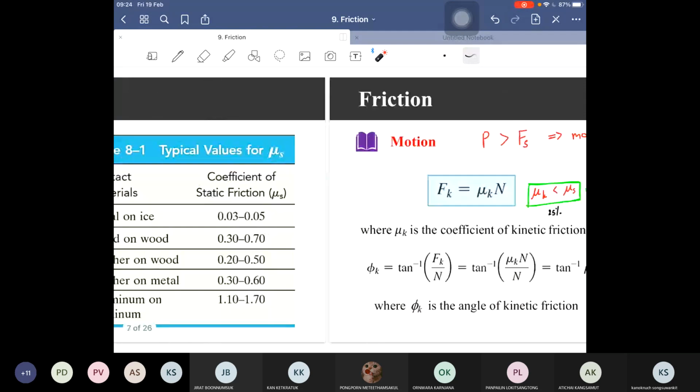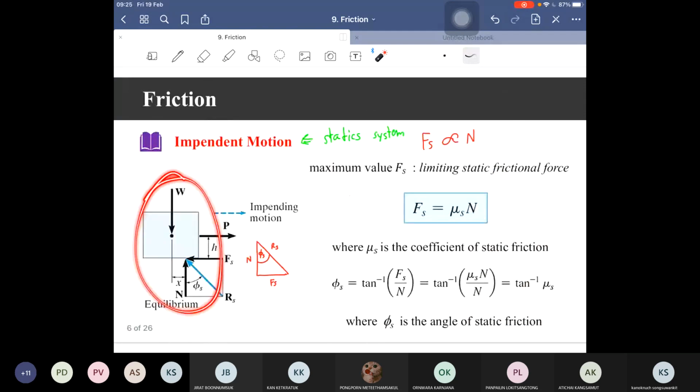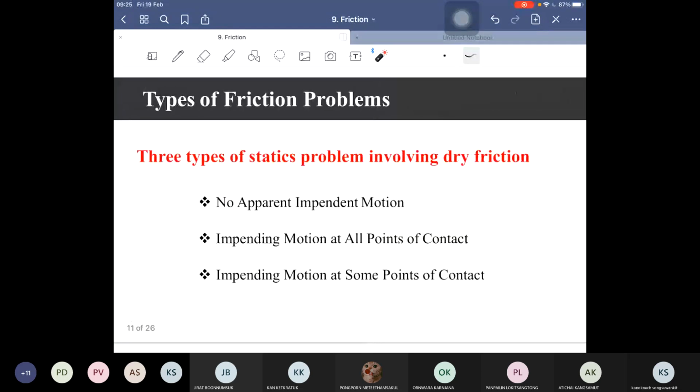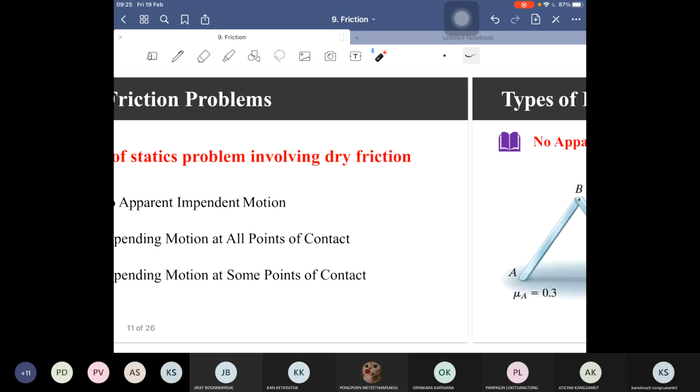Okay, by using this system of a box, inserting the force P and seeing how it moves, it can be classified into 3 types of static problems that involve dry friction. They are: no apparent impending motion, impending motion at all points of contact, and sometimes impending motion at some points of contact.